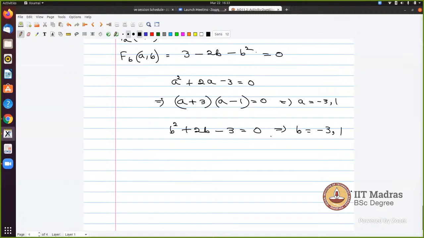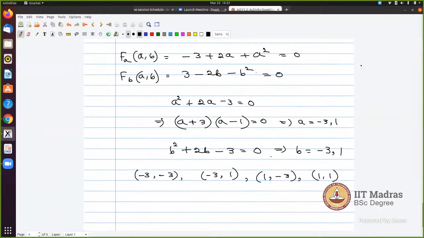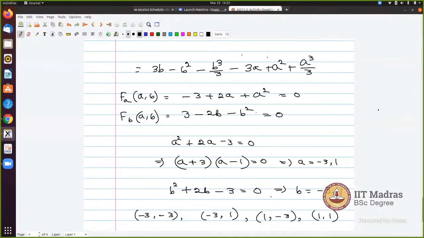Yes, sir. So there are four possibilities: minus 3 comma minus 3, minus 3 comma 1, 1 comma minus 3, and 1 comma 1. Shouldn't it be minus 1 and 3? Because minus 3 and 1 is not... if it is minus b, then the equation should have been b square... No, I think it's right, it's fine. I mean, these two equations are the same, right? Yeah.